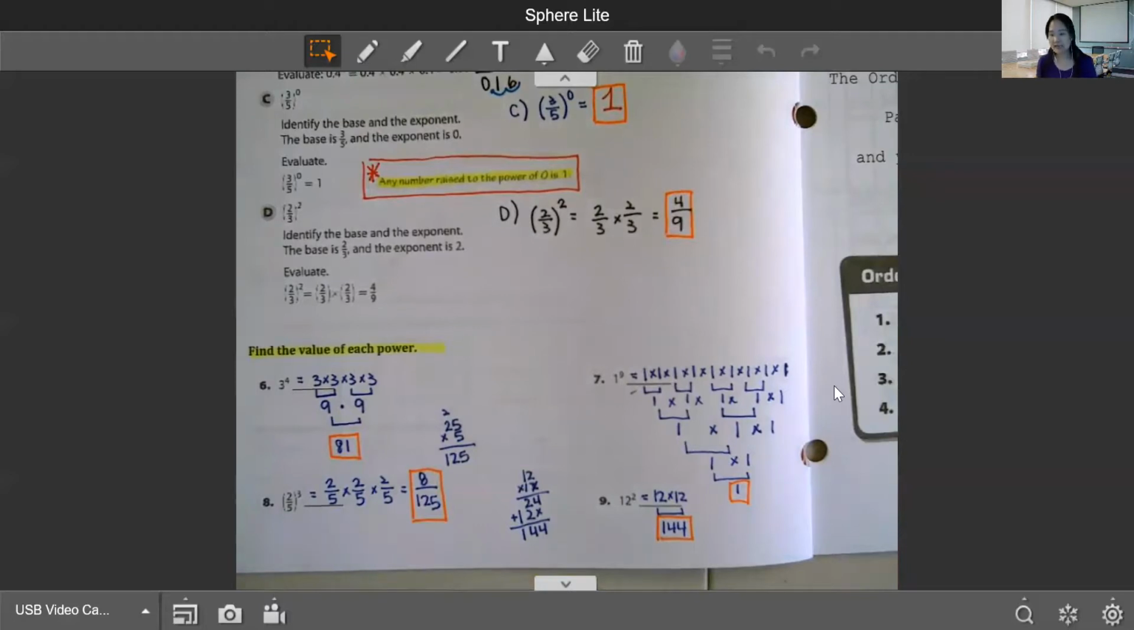All right, so that's what we learned on Monday or Tuesday, 9-1 exponents. I hope this helps. All right, thank you.